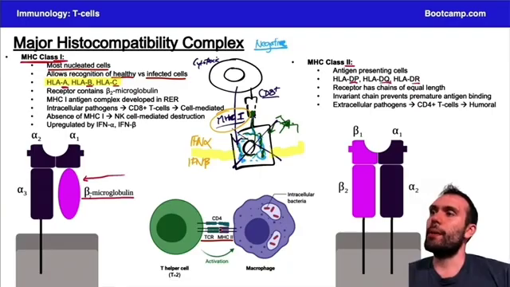Now, the MHC1 receptor complex, like I was talking about here, is developed in the rough endoplasmic reticulum, which is a little bit different than MHC class 2.